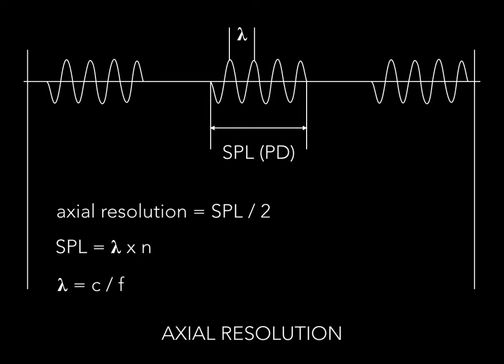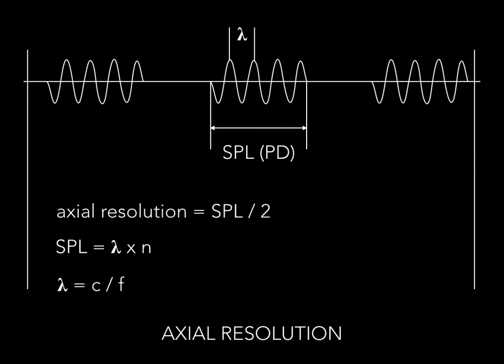Axial resolution is the ability of the ultrasound machine to detect echoes from two closely spaced reflectors along the axis of the ultrasound beam. This depends primarily on the physical length of the ultrasound pulses, that is, the spatial pulse length, shown as SPL on the image. In order for two separate objects to be resolved, they must be separated by a distance which is at least half of the spatial pulse length.